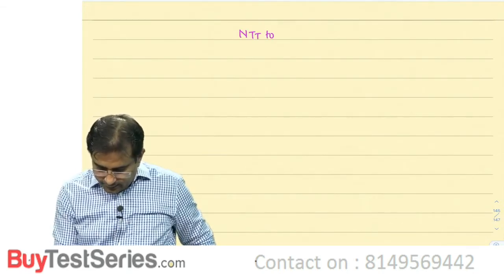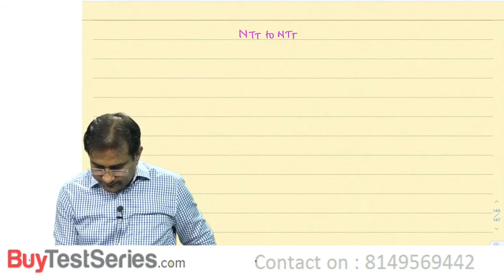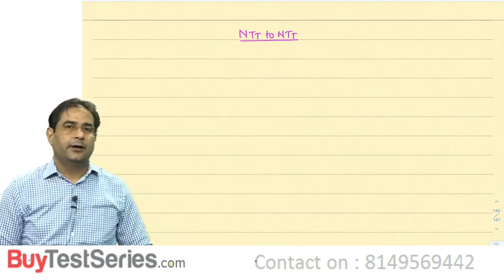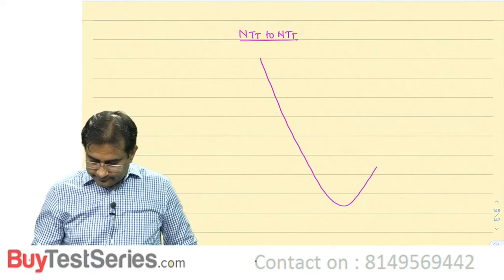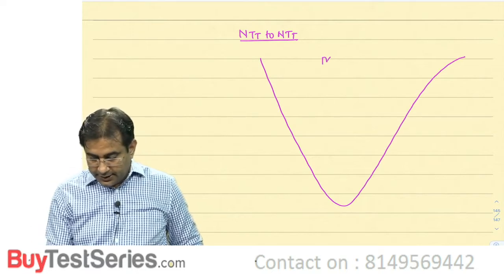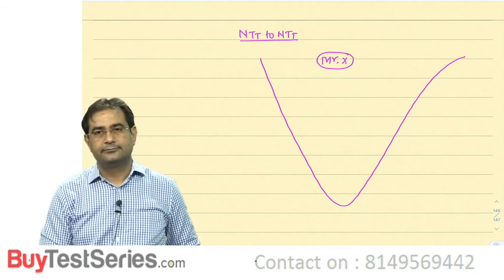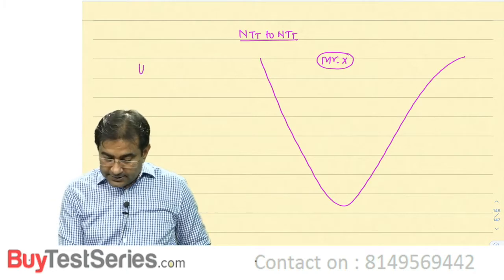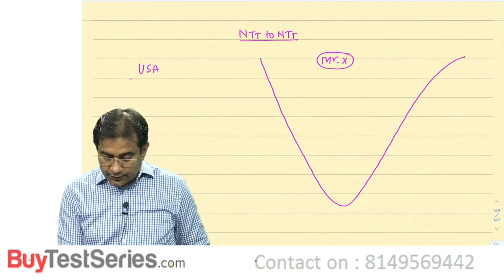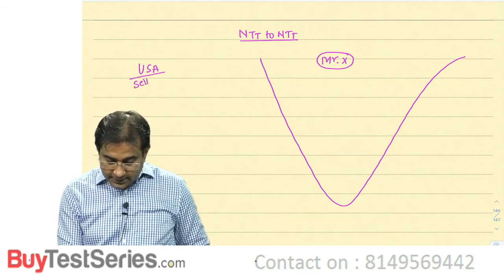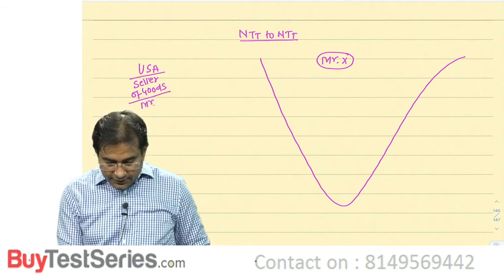Entity to entity. Suppose here is Mr. X and one of the persons belongs to USA. Here is the seller of goods, namely Mr. X.